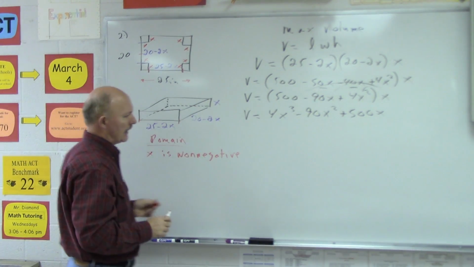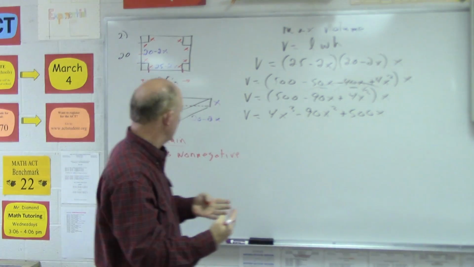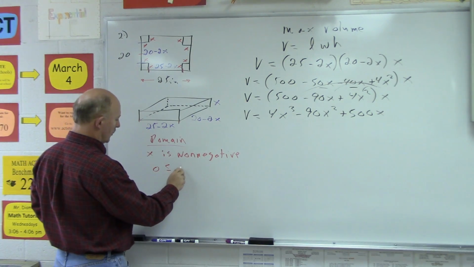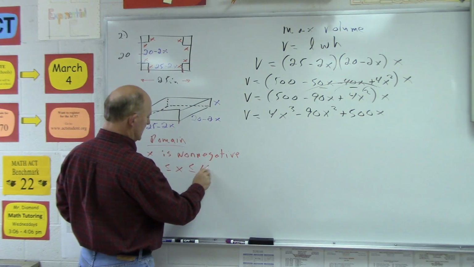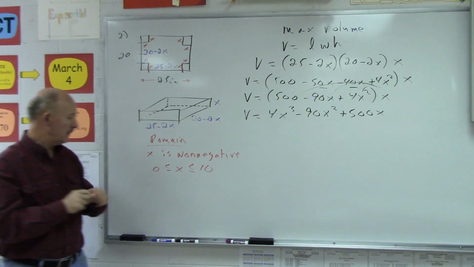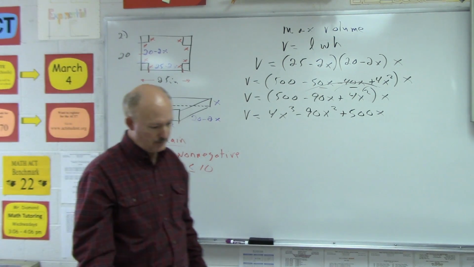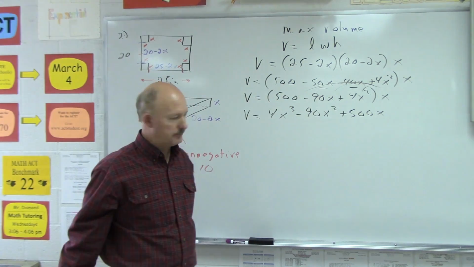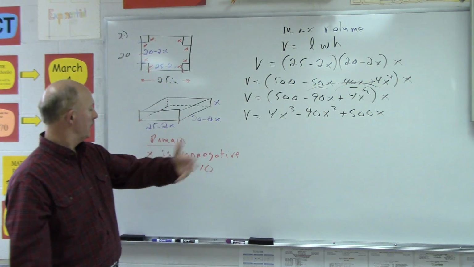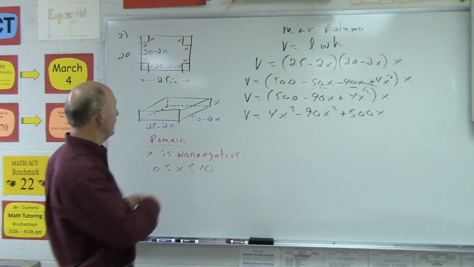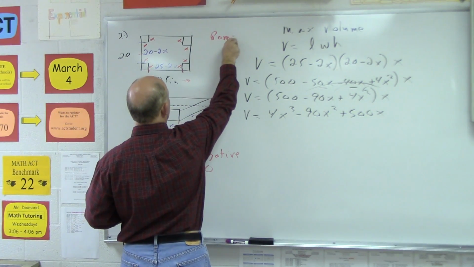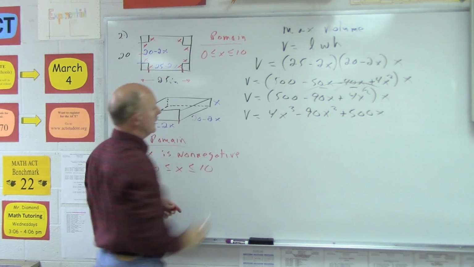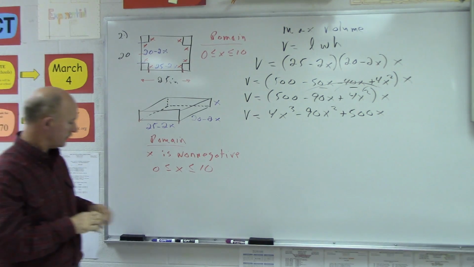So because the shortest side here is 20, we'll say that 0 is less than or equal to x, which has to be less than or equal to 10. So our domain has to be between 0 and 10. Anything bigger than 10 will not work here. Now, I believe we've described our domain. Let me write this up here. So the domain is 0 less than or equal to x, less than or equal to 10. Anything bigger than 10 is not going to work.